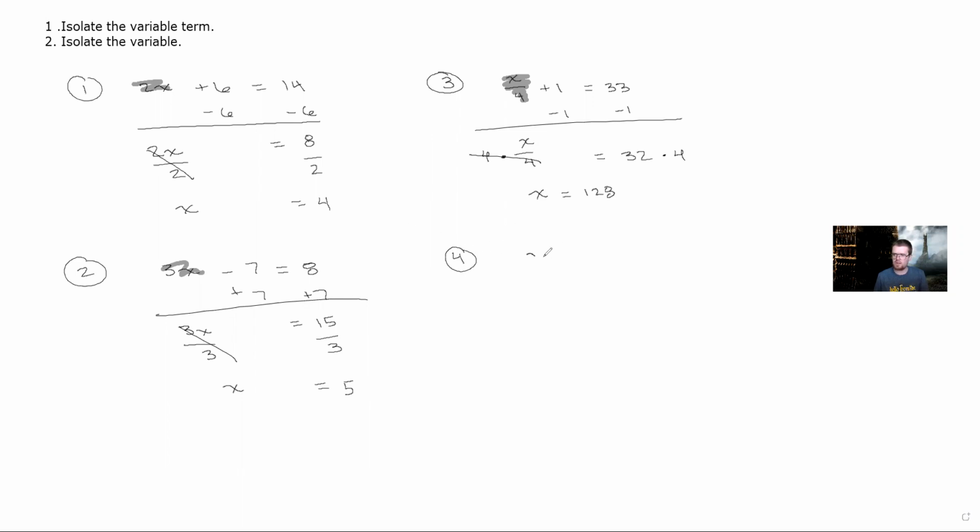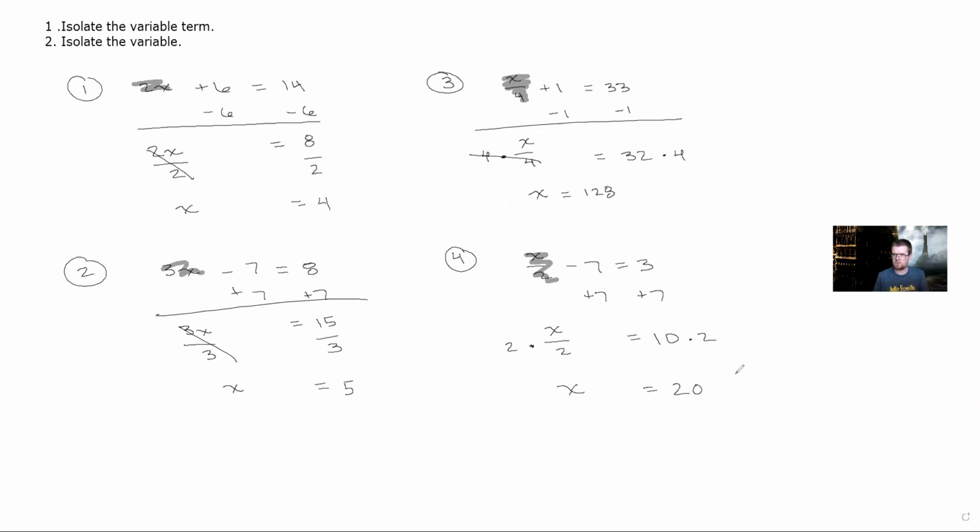Number 4, x divided by 2 minus 7 equals 3. First, get the variable term by itself. So to get rid of the minus 7, I'm going to add 7. 3 plus 7 gives me 10. Then to get the variable by itself, this is x divided by 2. So multiply by 2 on both sides. And 10 times 2 gives me 20.